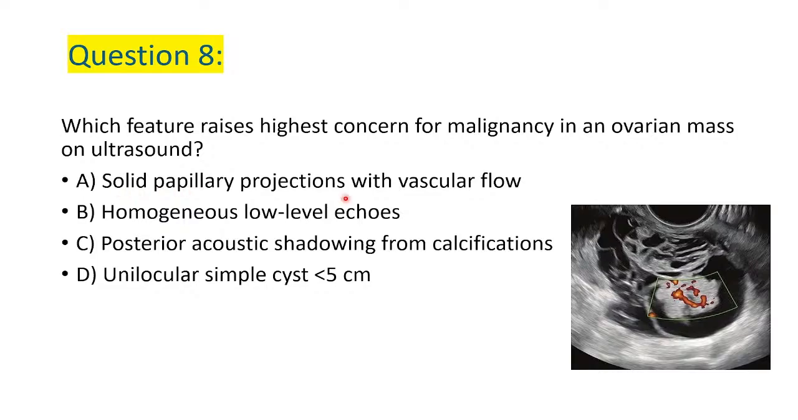So A, solid papillary projections with vascular flow. B. Homogeneous low-level echoes. C. Posterior acoustic shadows from calcifications. D. Unilocular simple cysts less than 5 centimeters. So the correct answer is, if you see a cystic lesion in the ovary with internal flow in solid components, that is highly suggestive of malignancy, which is cancer. So the correct answer is solid papillary projections with vascular flow. That's our correct answer, A.